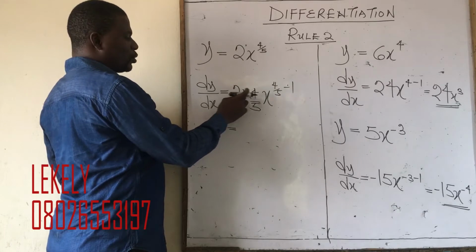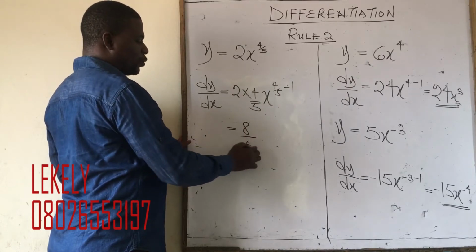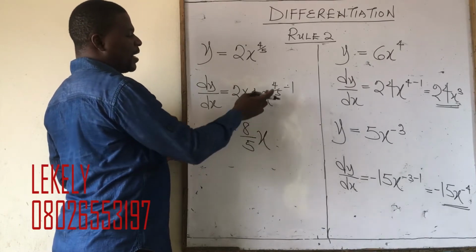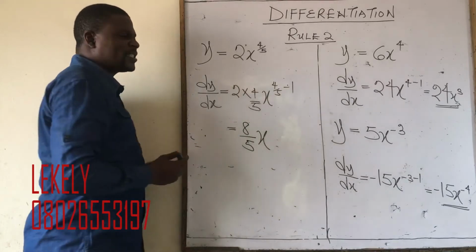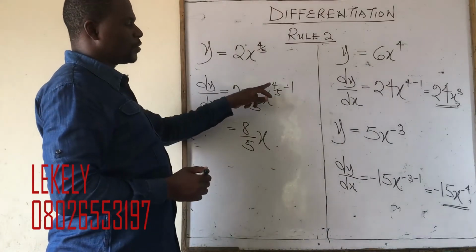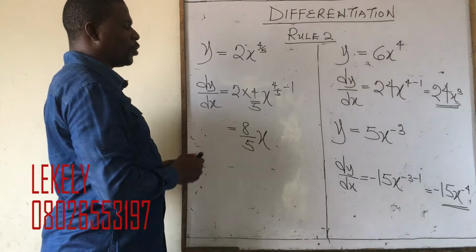So here now, 2 times 4 is 8. So 8 over 5. x raised to power. Now I've told you when you are subtracting a fraction from 1, just do numerator minus denominator.